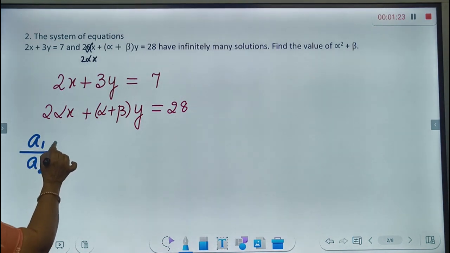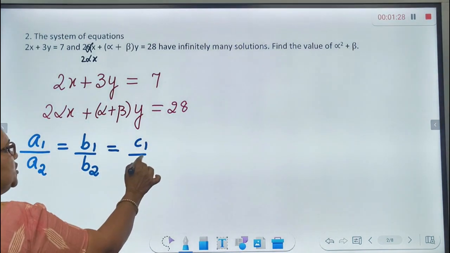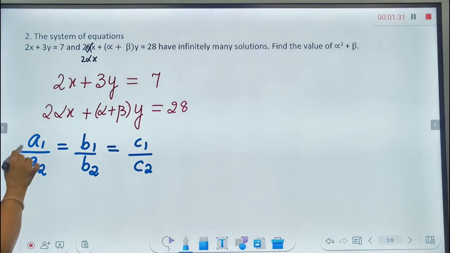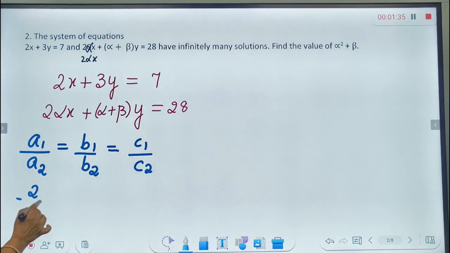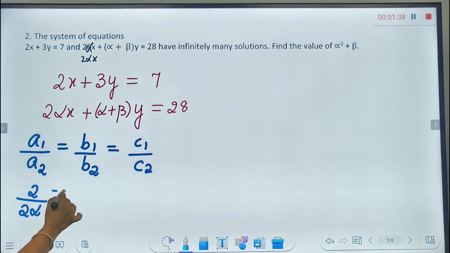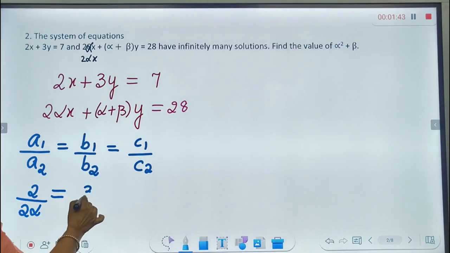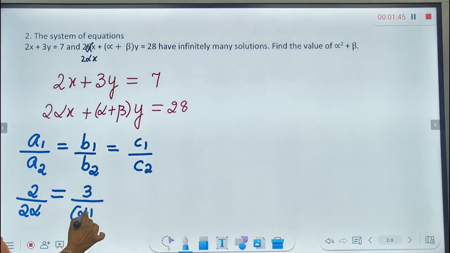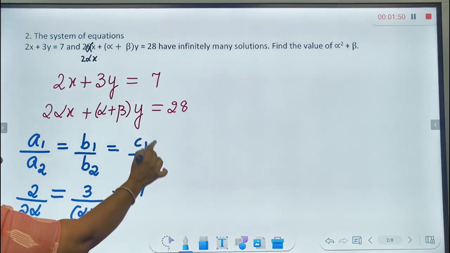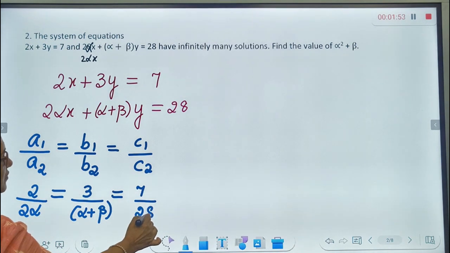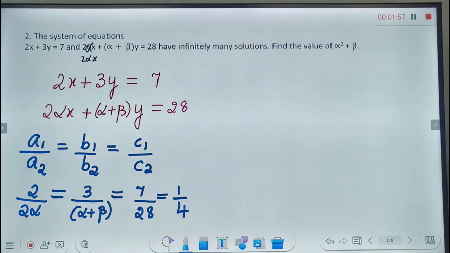A1 by A2 should be equal to B1 by B2 equal to C1 by C2. Now A1 by A2 will be the ratio of the coefficients of x. So 2 by 2 alpha is equal to B1 by B2, the coefficients of y, so 3 by alpha plus beta, equal to C1 by C2, which is 7 by 28. So I'm going to simplify this further and write it as 1 by 4.